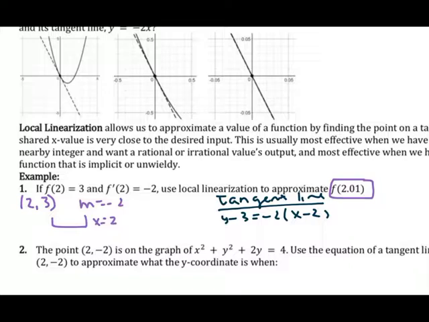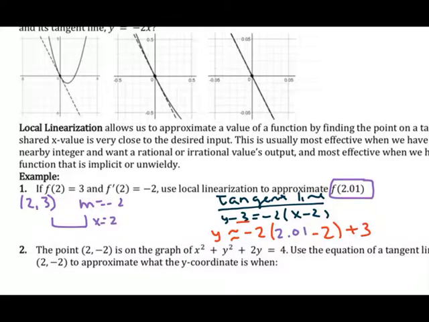So it is possible that I could use this tangent line to approximate what happens when x is equal to 5.2, but that's not going to be a good approximation because 5.2 is really far from 2.01. So to approximate this, I'm going to move my 3 to the other side, and since I am approximating what happens when x is 2.01, I'm going to say negative 2 times, and I'm going to plug in that value, 2.01 minus 2, and then I'm just adding this 3 from over here to the other side.